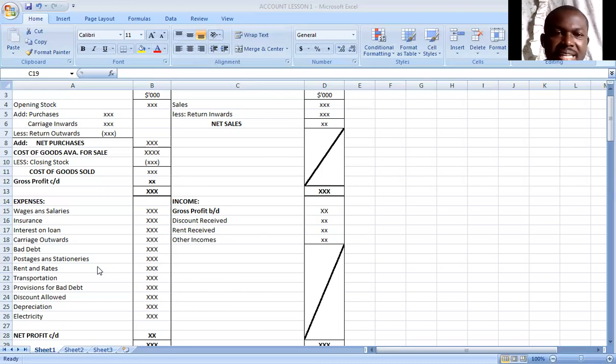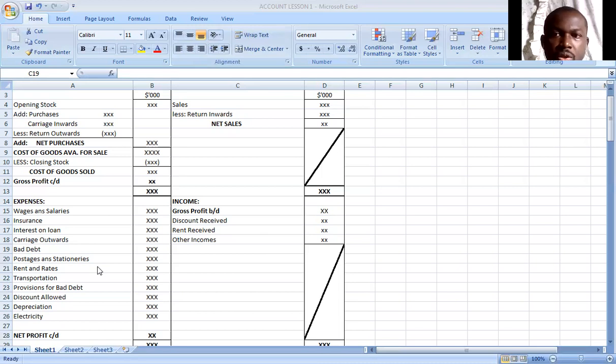there's also the discount allowed, when the business owner XYZ gives discount to customers. It's an expense to them, maybe for buying certain amounts or paying on time. Discounts are given for different reasons, or maybe for patronage. Okay, now the next one is depreciation.